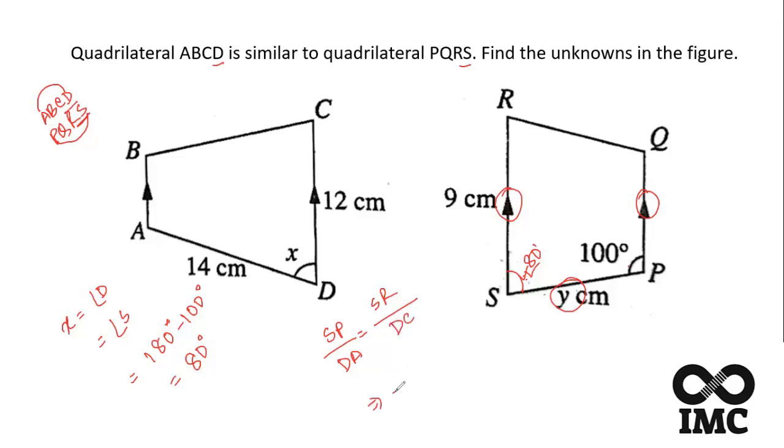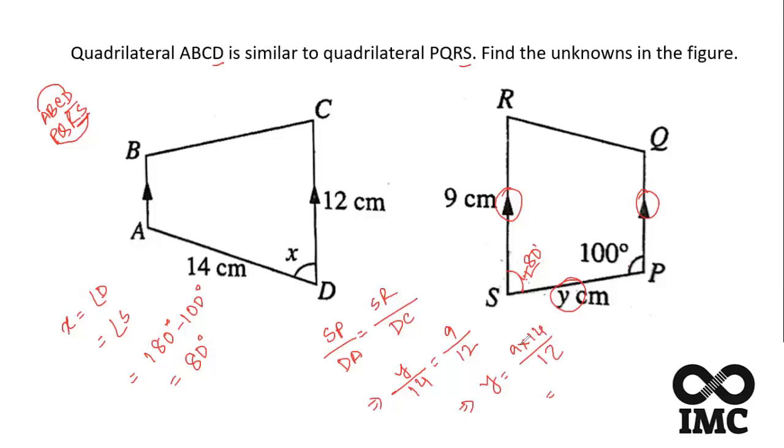Now what is SP? SP will be y. What is DA? DA will be 14, equal to, what is SR? SR will be 9. What is DC? That will be 12. Now we need to find the value of y. y will be 9 multiplied by 14 divided by 12.